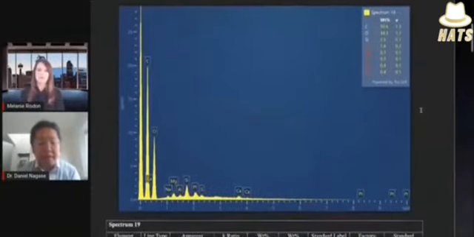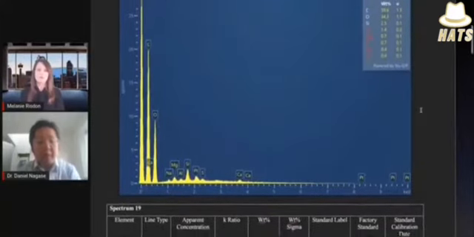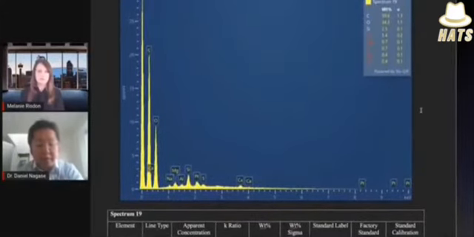So spectrum 19, again, we see carbon, oxygen, a little bit of calcium, a little bit of sodium, a little bit of magnesium, a little bit of aluminum, 0.7% by weight silicon, some sulfur, and then some more calcium. So calcium, sulfur, and sodium, those would all be expected in a biologic sample. So the big question for me is, where's the nitrogen?